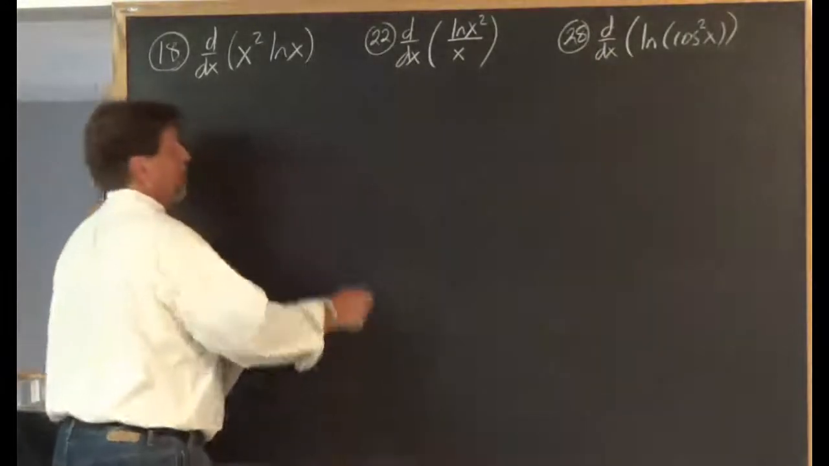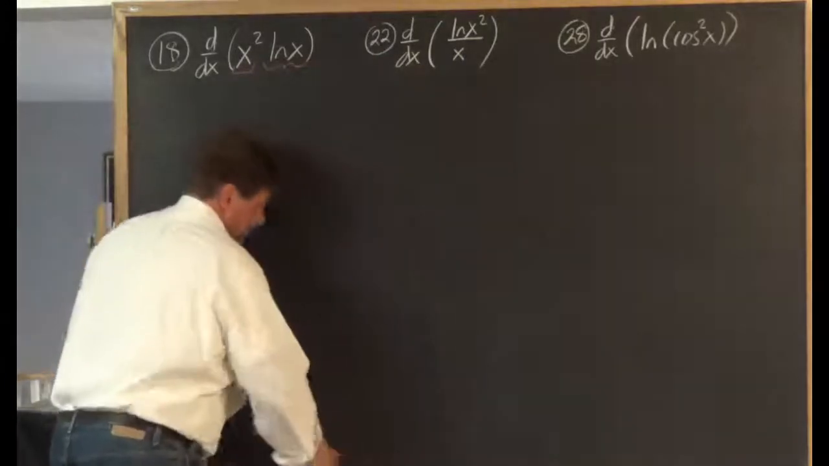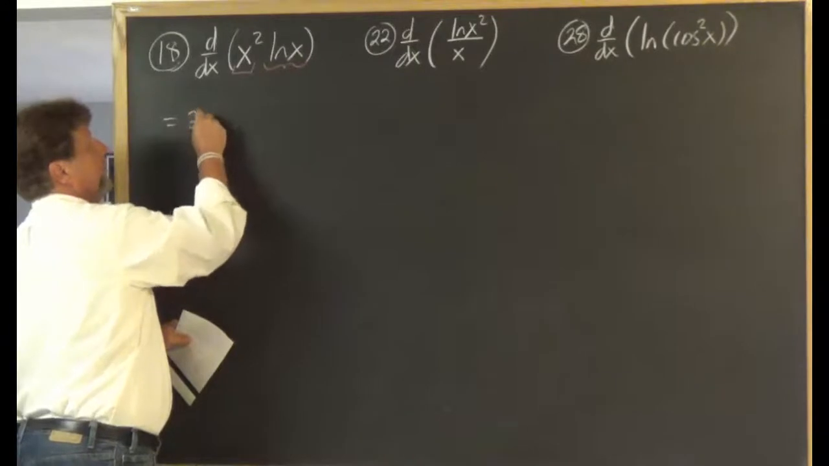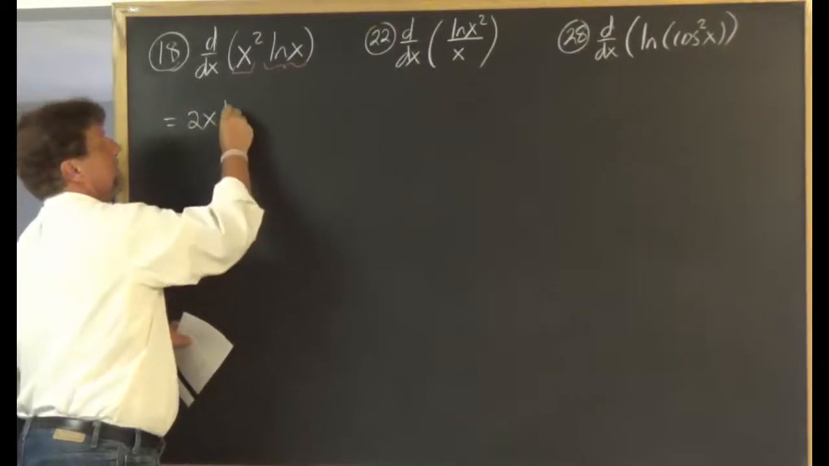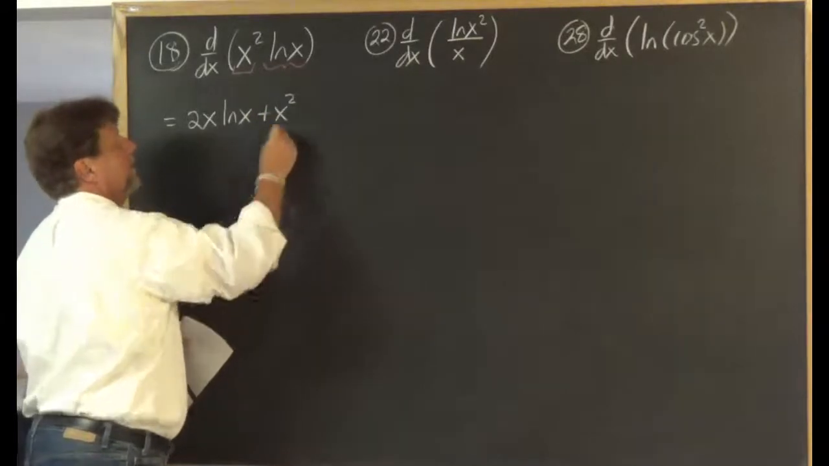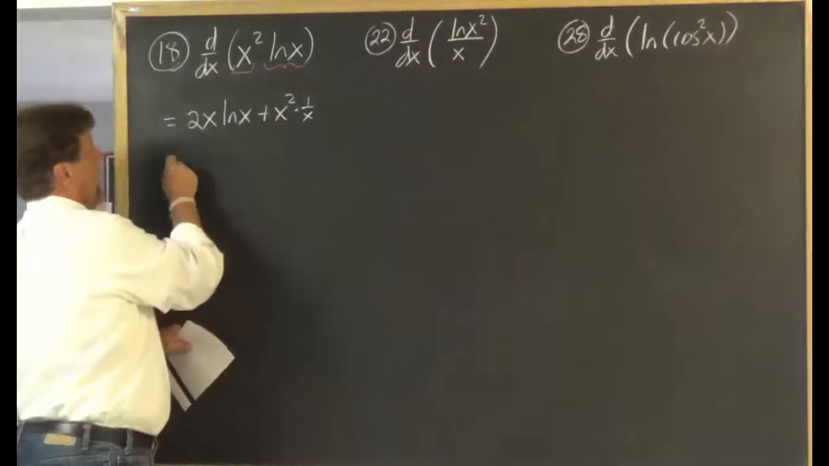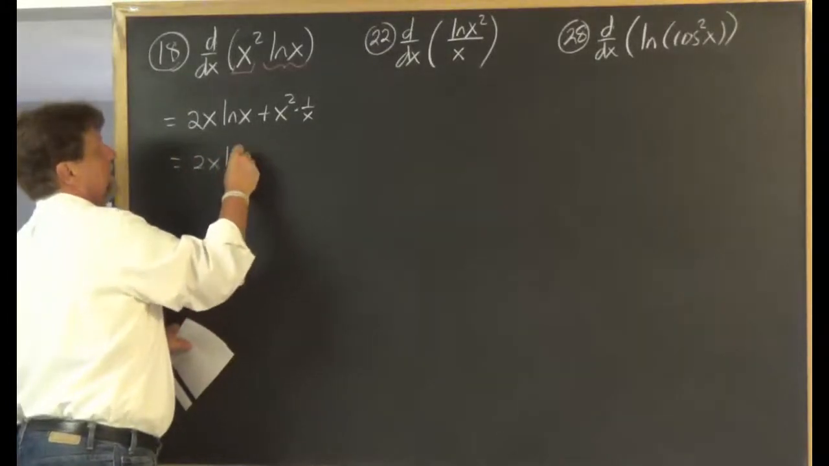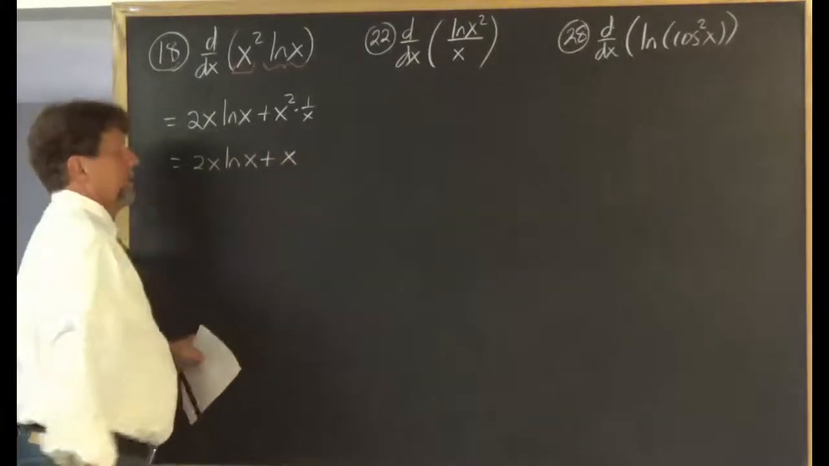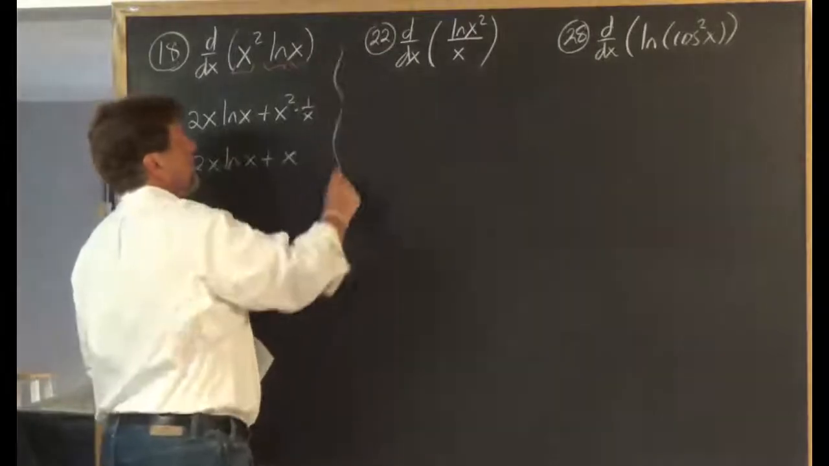So you use the product rule. You have two functions multiplied together. So in using the product rule, we would get the derivative of the first function times the second plus the first function times the derivative of the second. And you can quickly simplify this to x squared times 1 over x. That's just x. So that was it for 18.